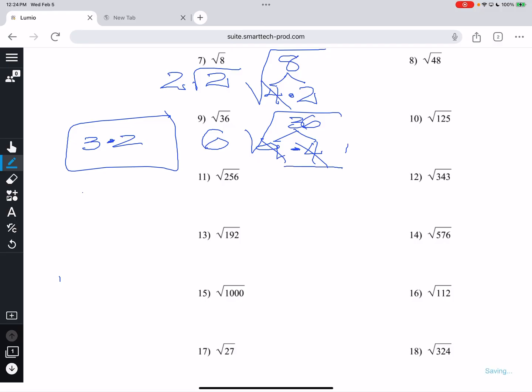Let's try 4. So 256, and we're breaking it down by 4. How many times will 4 go into 25? 6, because 24. And then 25 minus 24 leaves us with 1. And so 4 goes into 16 how many times? 4. Do y'all see what I just did? Y'all good with the division part?